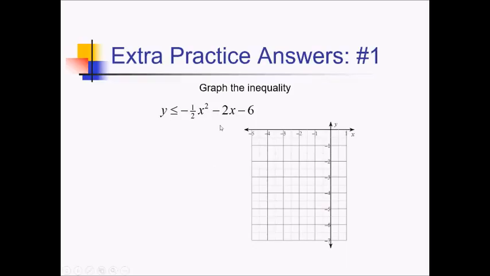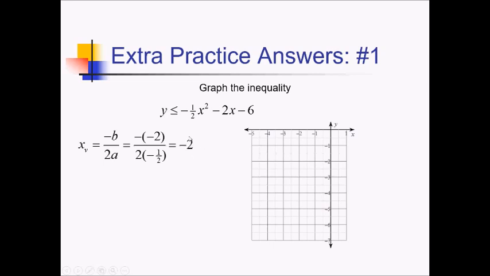To graph this quadratic inequality, let's start by getting the vertex. The x value for that will be negative b over 2a, since this is in standard form. So we have negative 2 for that b value up there, and then we have 2 times the a value, negative 1/2. This is going to be positive 2 over negative 1. So that's going to be a negative 2 when all said and done.